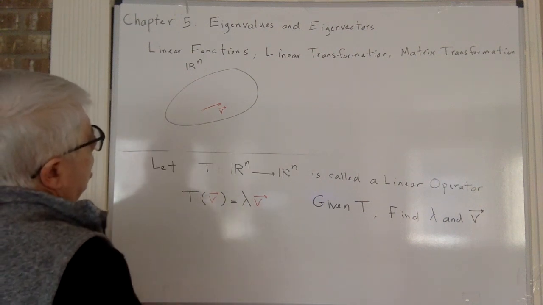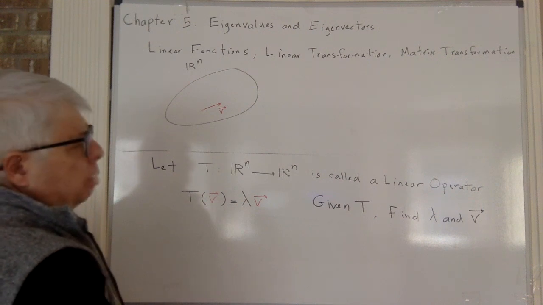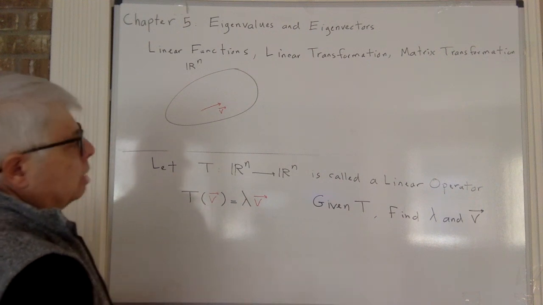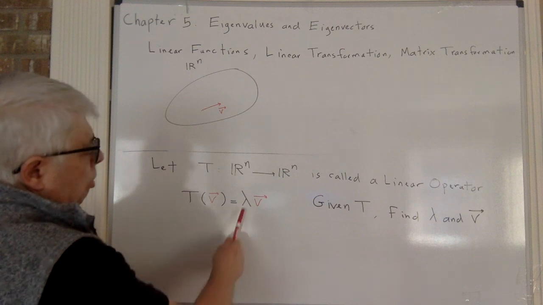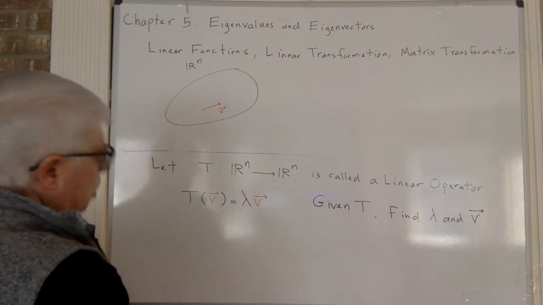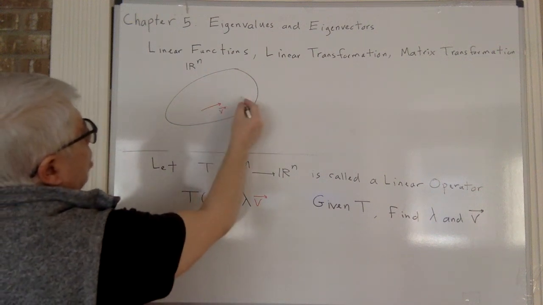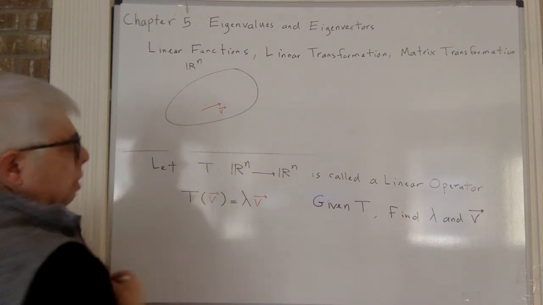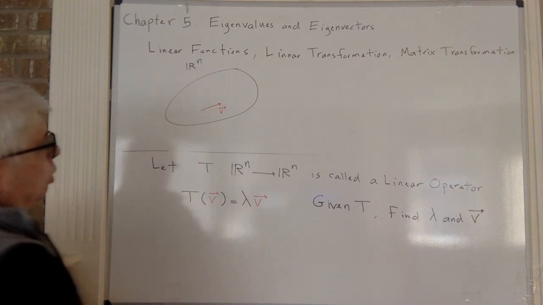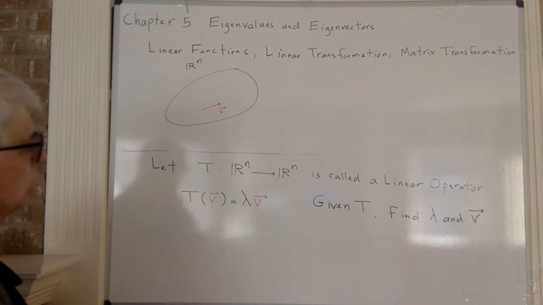This is saying that when I apply T to this vector, basically nothing happens to it, because it's just multiplied by some lambda. So when you multiply by some lambda, what happens? It might get smaller, larger, or it might go the other way. But its direction doesn't change.